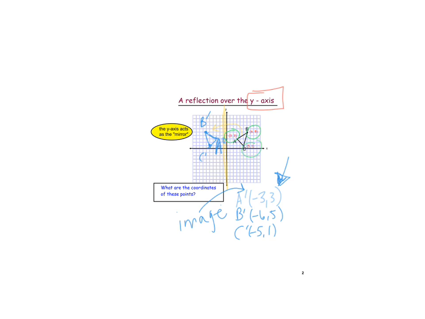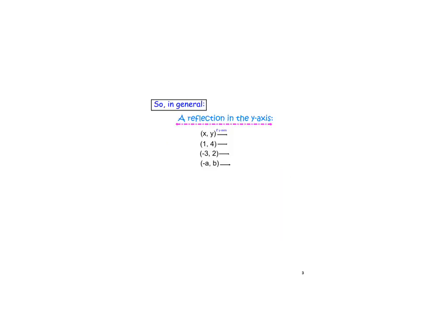And if you thought about what's happening to the coordinates, you would see that there's a rule happening. If we did this over and over, the same thing would happen. When we're doing a reflection in the y-axis, the y value stays the same and the x becomes the opposite. So we say x, y becomes negative x comma y. So a reflection in the y-axis, y stays the same, x becomes the opposite.